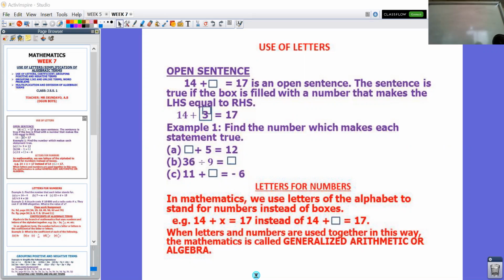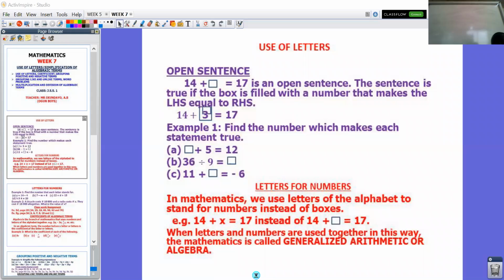So for this statement to be true, there is only 3 that can be there that will make the left hand side equal to the right hand side. That is 14 plus 3. If you put 3 inside the box, that will make it 17. That's the only way it can be true. But if you put any other number there, then it will be false.